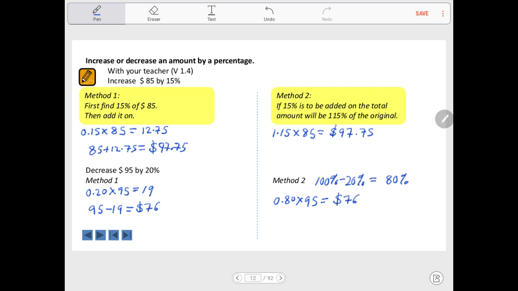So yeah, method 2, you can see that there's only one line of working out compared to 2 for method 1. So I think it's a quicker method, but either one will be fine for a test situation.